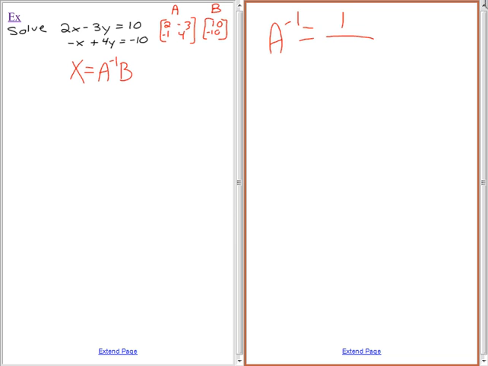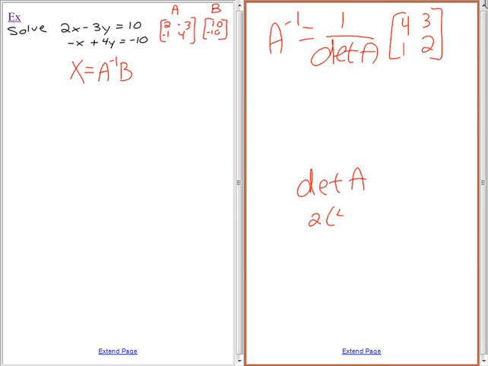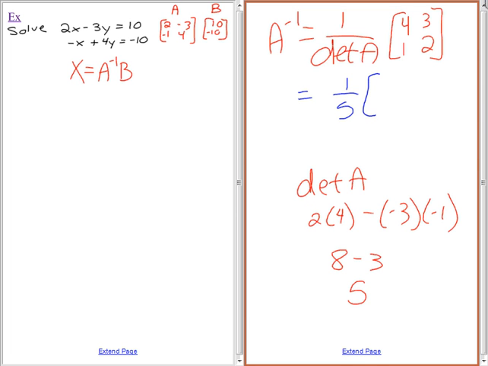So the inverse of A is 1 over the determinant of A times that flipped around matrix. 4 and 2 change spots. 3 and 1 stay in the same spot but change negations. I have to find the determinant of A. I'm going to do that down here for a second. Determinant of A is 2 times 4 minus negative 3 times negative 1. So 8 minus 3, which gives me 5. So 5 is the determinant of A. So this is 1/5 times 4, 3, 1, 2.